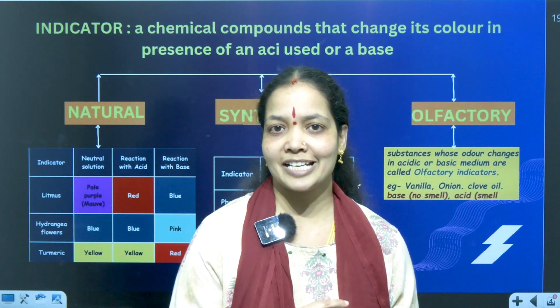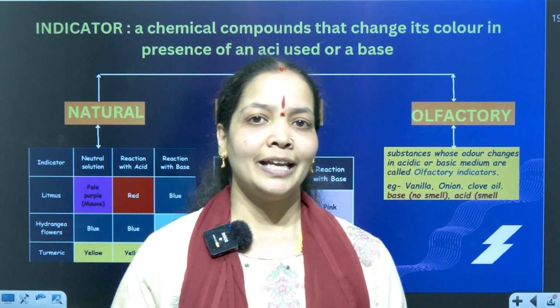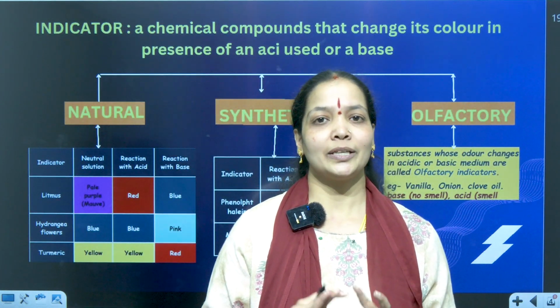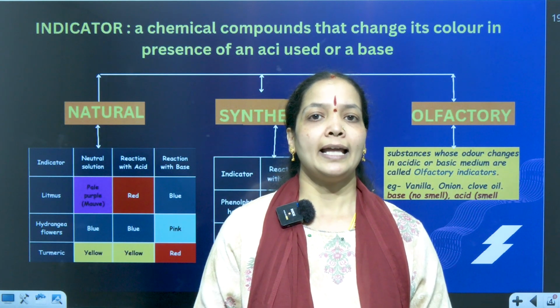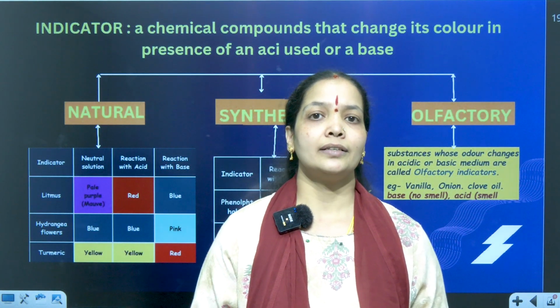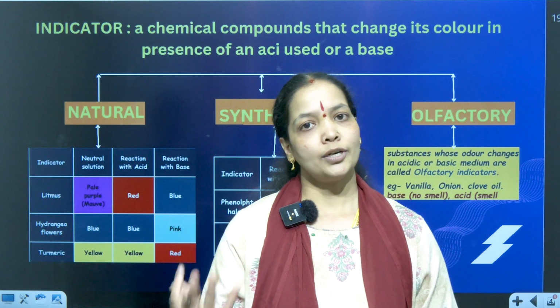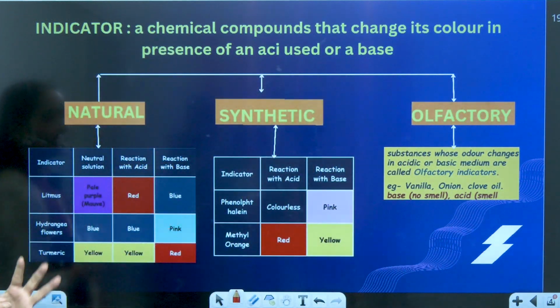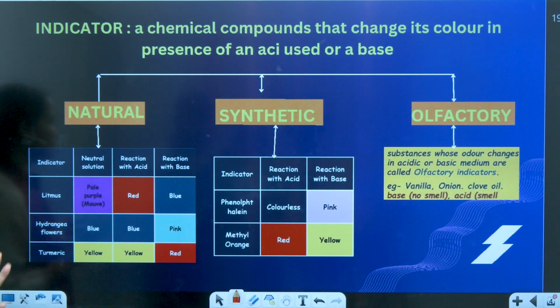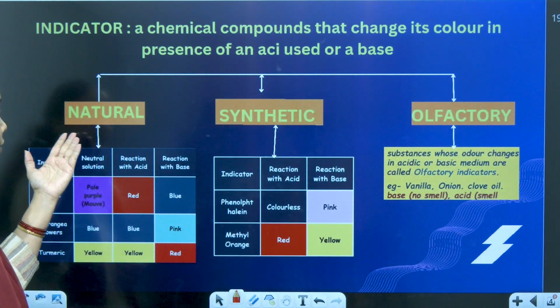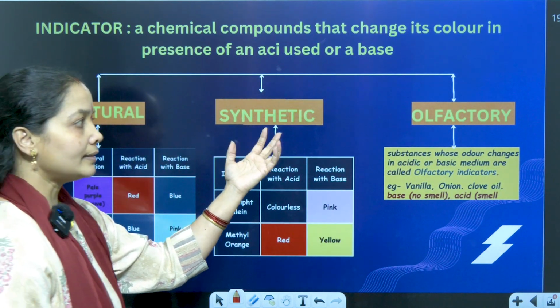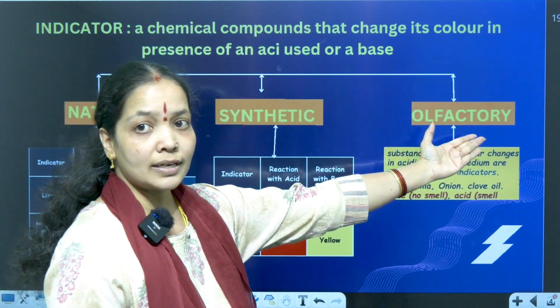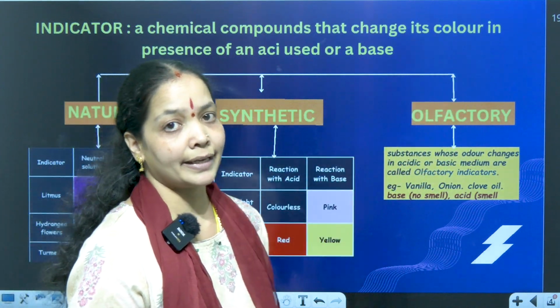Or you can't even taste it, because if you taste an acid, it will not be good and it will hurt you a lot, right? So in that aspect, how do I identify whether H plus ion is there or OH minus ion is there? With the help of a concept called an indicator. There are three important types of indicator. The first one is a natural indicator, the second one is a synthetic indicator, and the third is called an olfactory indicator.